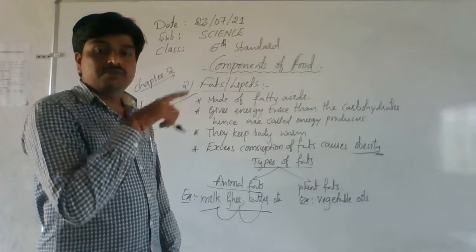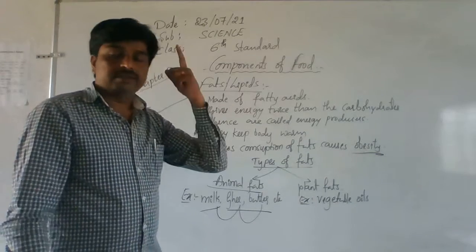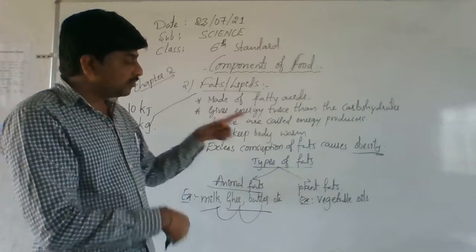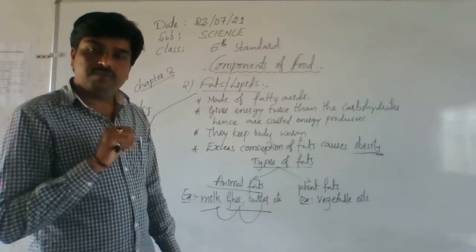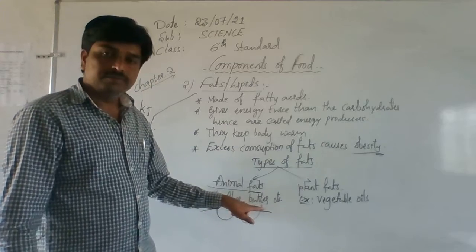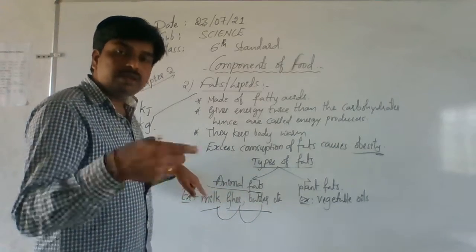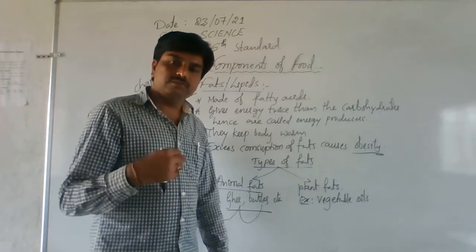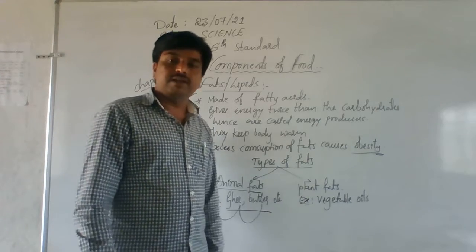Depending upon the source from which we get fats or lipids, fats are classified into two types: animal fats and plant fats. The fats obtained from animals are animal fats, and the fats obtained from plants are called plant fats. What do you obtain from animals? Ghee and butter. From milk you get ghee and butter. Where does it come from? Milk, from animals. Then vegetable oils, where do they come from? From seeds of plants. Hence they are considered plant fats.